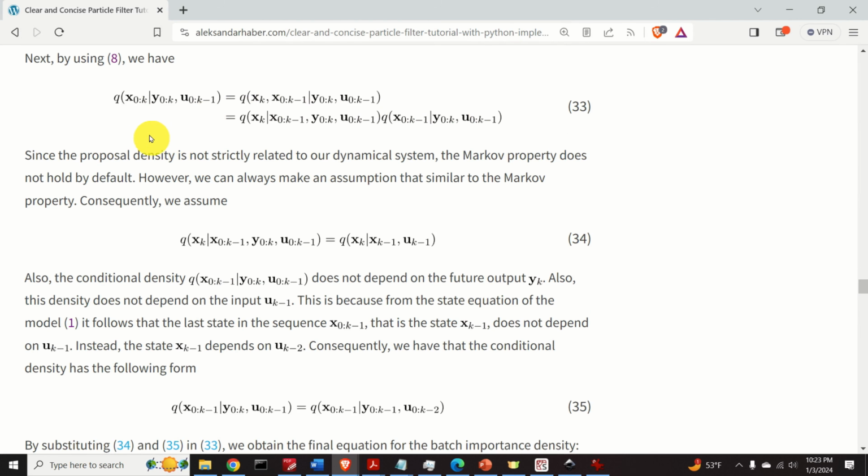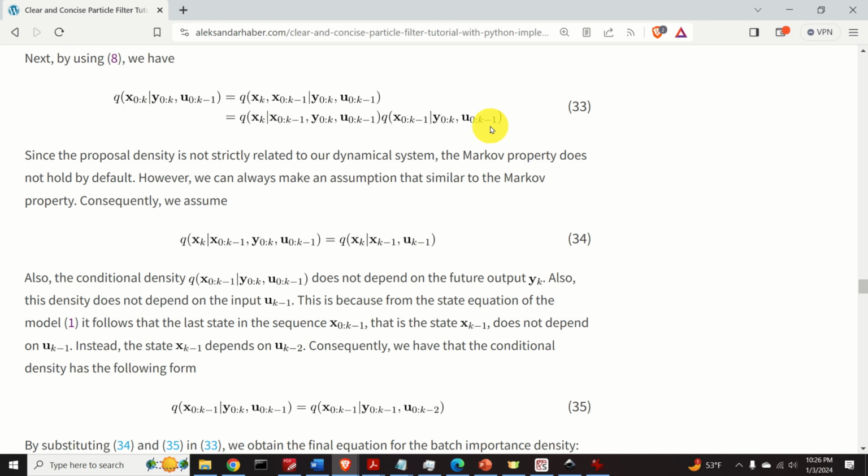Since the proposal density is not strictly related to our dynamical system, the Markov property does not hold by default. However, we can always make an assumption that is similar to the Markov property. Consequently, we can assume that this density over here can be written like this. Next, let's transform this density. The first thing that we need to observe is that this density should not depend on the output at the time instant k. Also, this density should not depend on the input at the time instant k minus 1.